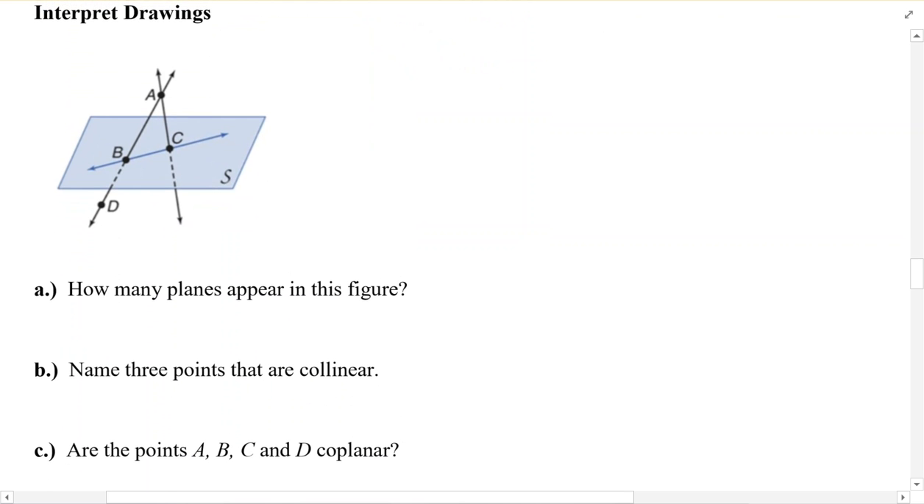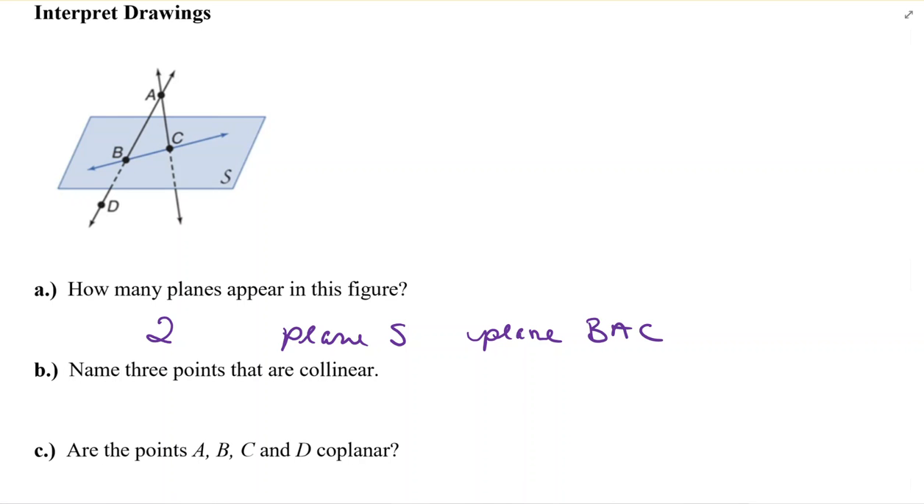Looking at this drawing, how many planes appear in this figure? There are two. There's plane S, which is the blue flat area. And then looking at the points D, B, A, and C, they all form another plane. So I could call it plane BAC or plane DAC. Name 3 points that are collinear. That would be D, B, and A.